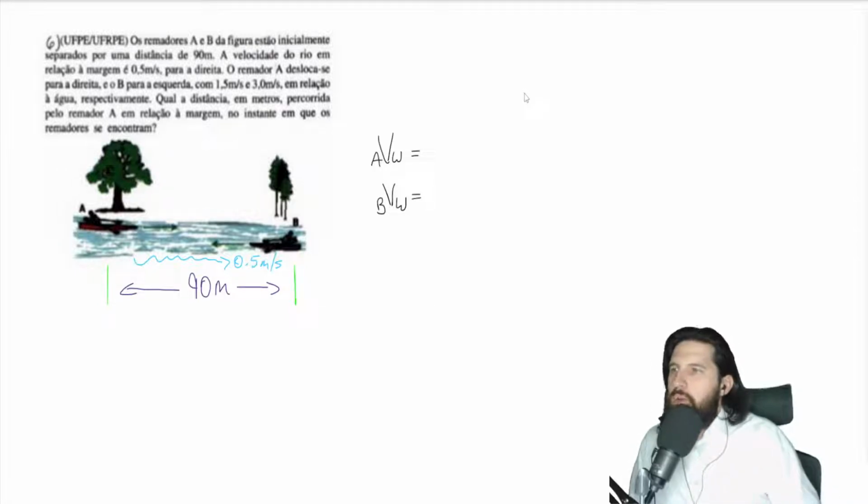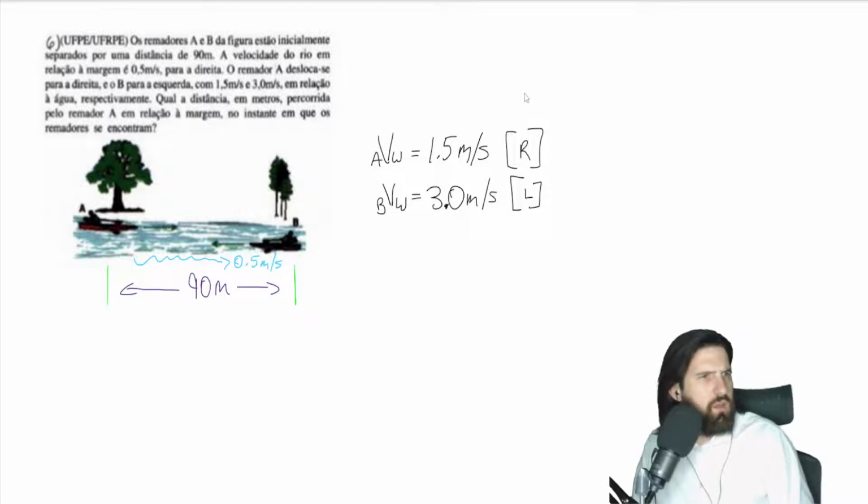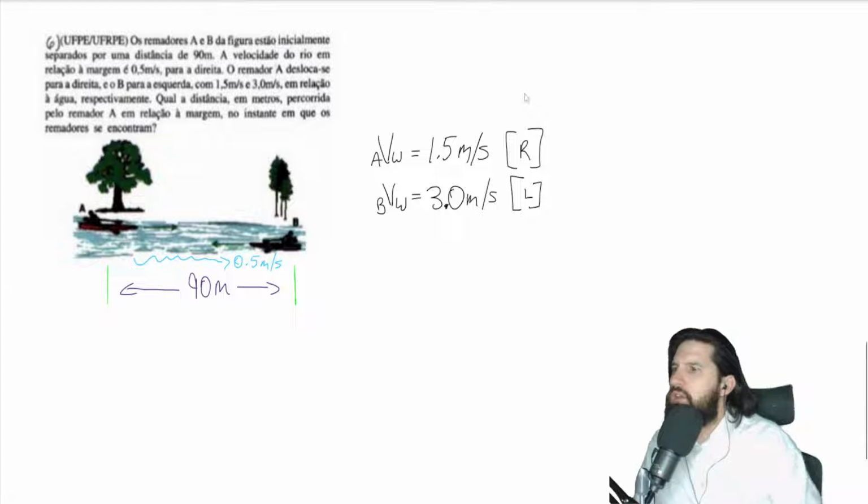So A relative to the water, B relative to the water is 1.5 meters per second and 3 meters per second. I think it's in that order. Yeah. Okay. And so this is sort of left and this is right. Okay. What is the distance in meters covered by rower A in relation to the shore at the instant when the rowers meet? Okay, so basically the question is sort of like they're gonna meet somewhere, right?